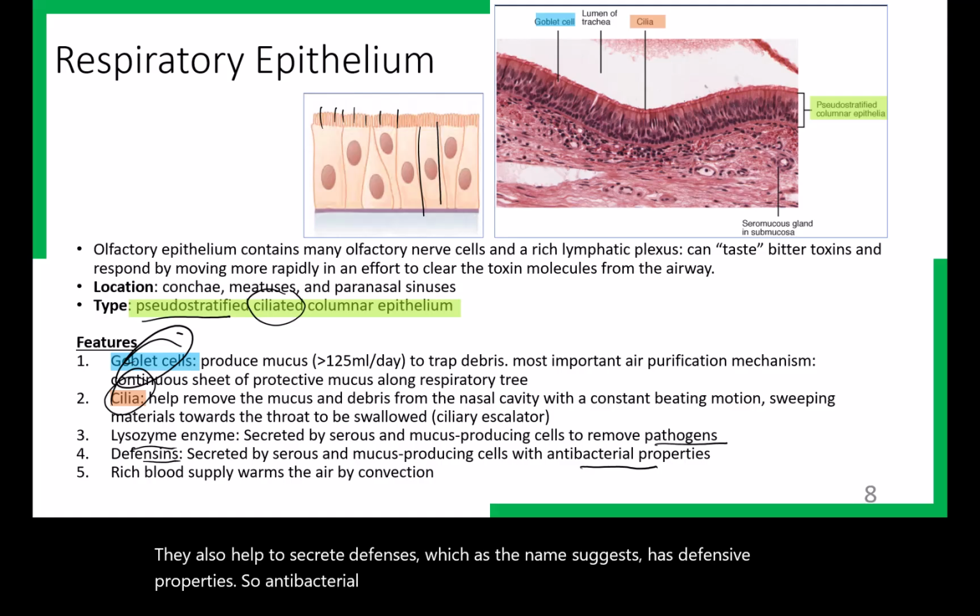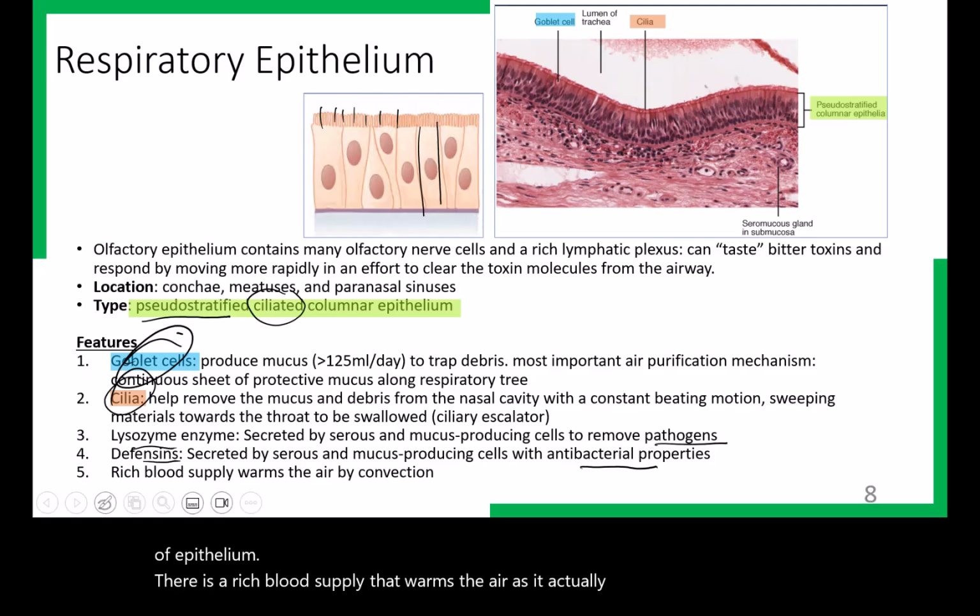And also, because it's effectively just one layer of epithelium, there is a rich blood supply that warms the air as it makes its way down the respiratory tract.